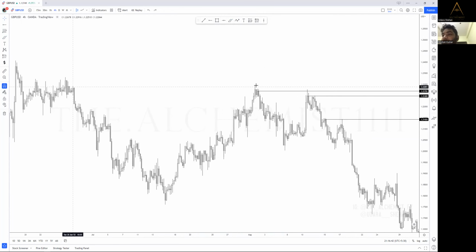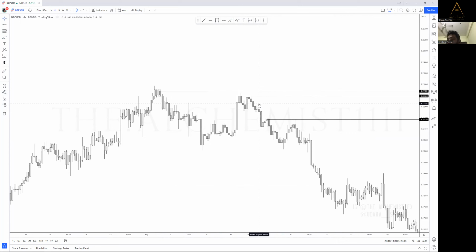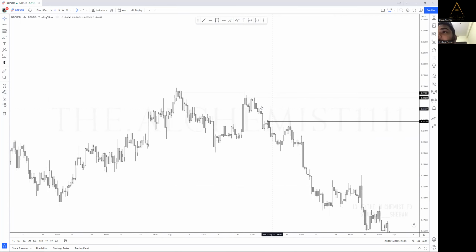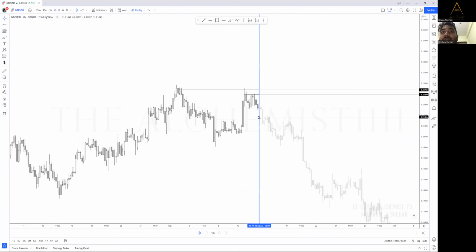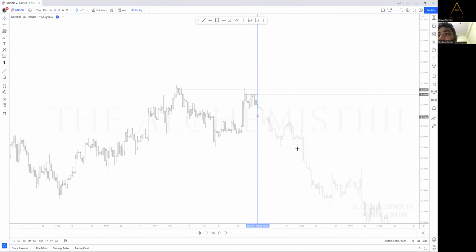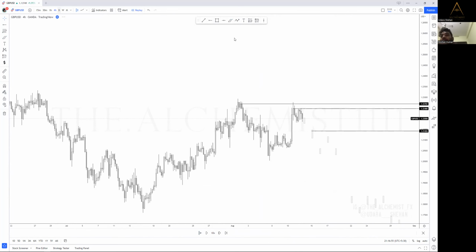Now, where do you think this one tapped into? No idea on this time frame, right? This one right here. No idea. So that's why we do the multi-time frame analysis all the time. Once again, I'll show you how to use the time frames. I'm only showing you examples of the POIs. What do we have on the daily?